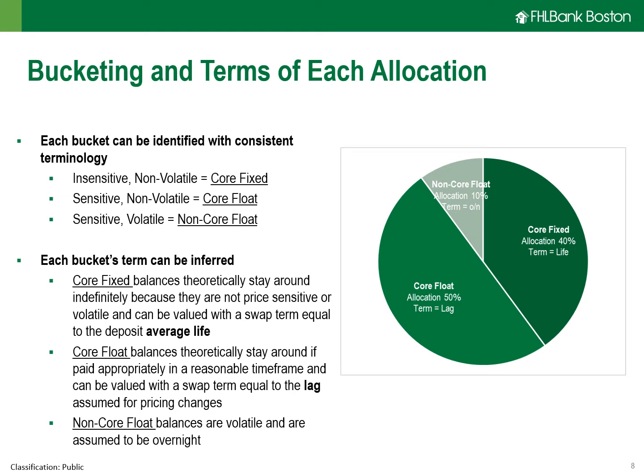The highly sensitive, highly volatile bucket, we can call non-core float, because these balances are not core balances. They're balances that could be in flux, and they're price sensitive balances. And then the in-between bucket are those balances that are core funding. They'll stick around, but they'll stick around if we pay them. And so that's sort of the in-between hybrid core float piece.